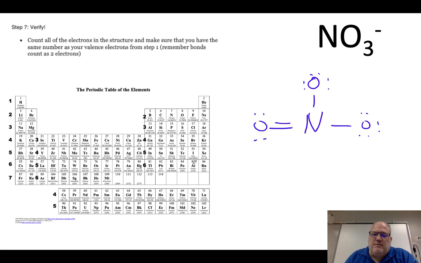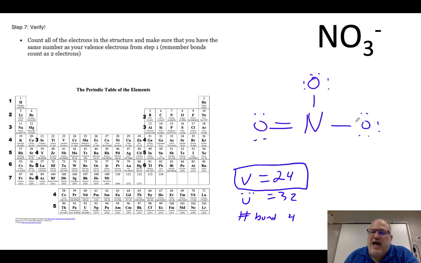Now, one of the things you need to remember from the very beginning is that our valence electrons were set at 24. So let me just remind you this. Valence 24, happy 32. I don't know why we gave it a third eye. And the number of bonds was 4. But we care about the valence electrons more than anything. That means when we add up all the electrons in this structure, it has to equal 24.